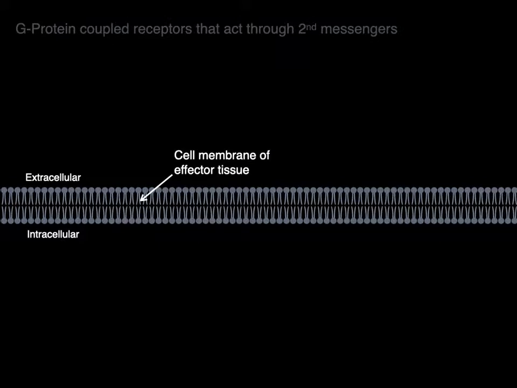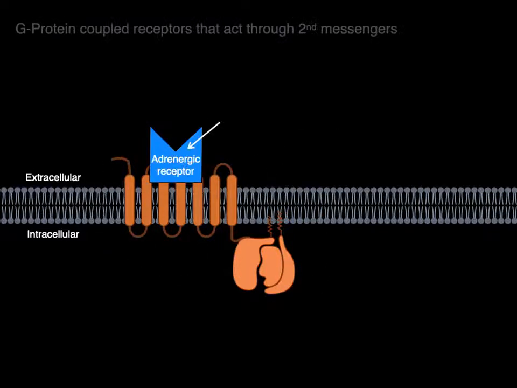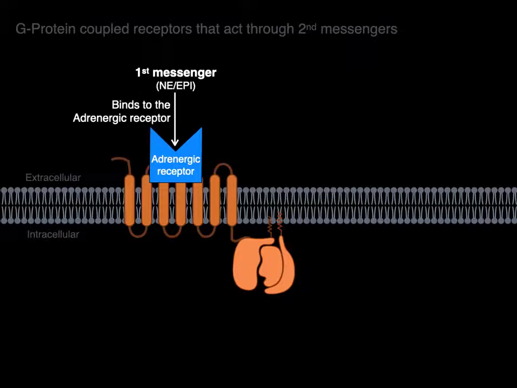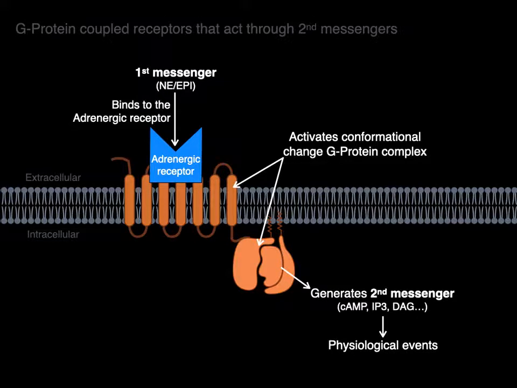Here is a cell membrane of an effector tissue, which contains a G protein spanning from the extracellular to the intracellular component of the membrane, with an adrenergic receptor on the outside. When a first messenger like norepinephrine binds to the adrenergic receptor, it activates a conformational change in this G protein complex, which then generates a secondary messenger, which triggers a cascade of physiological events inside the cell. This is why some G proteins can cause vasoconstriction and others vasodilation of smooth muscle.